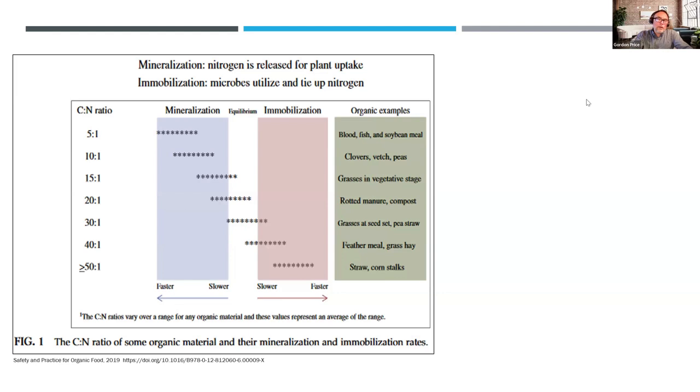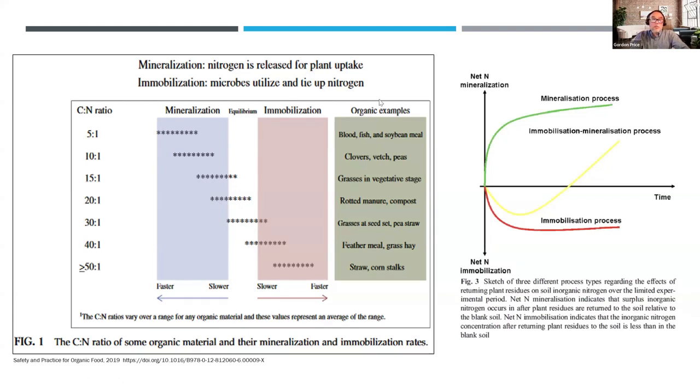So again, another way to illustrate mineralization, in this case specific to nitrogen. In the concept of mineralization, nitrogen is being released for plant uptake. You can see that in the context of the C/N ratio. As the C/N ratio increases, the rate of mineralization is decreasing, and the potential for immobilization is increasing. And you can see that we're at 25-to-1, where we're at a kind of equilibrium state. And there are some examples on the right-hand side of materials that represent a low or high C/N ratio. So blood, fish, soybean meal is at 5-to-1. Straw and corn stalks are at greater than 50-to-1.